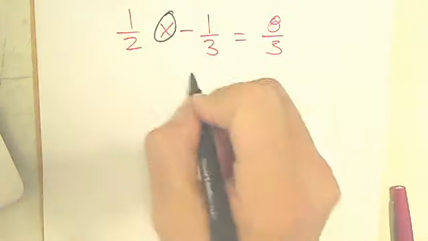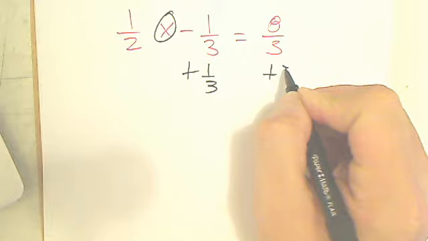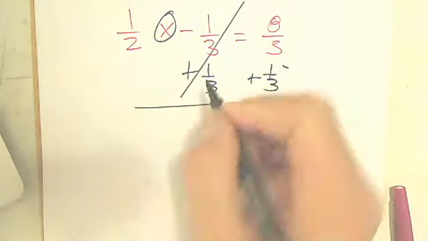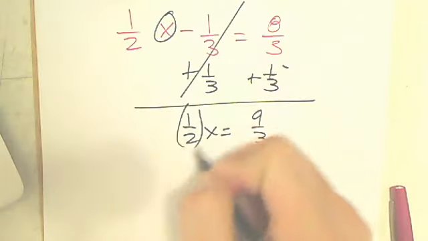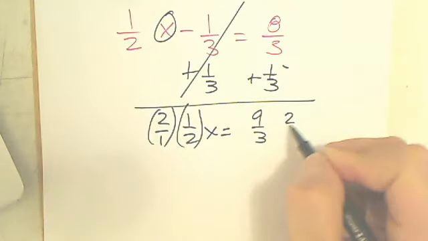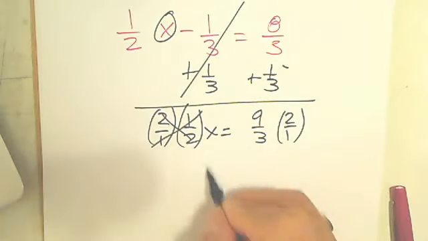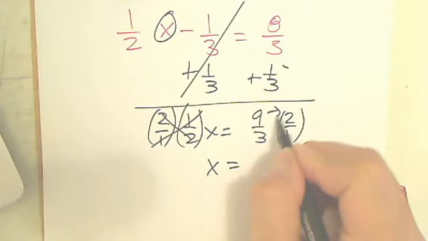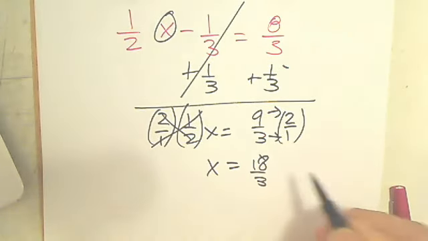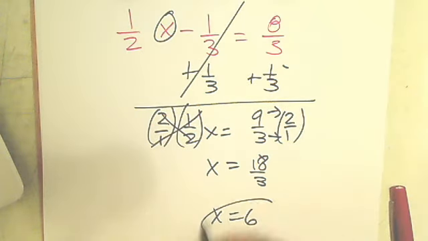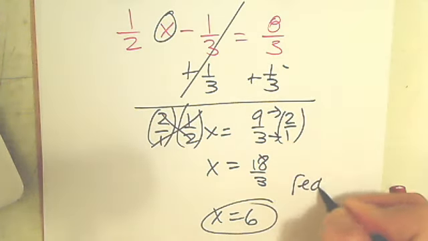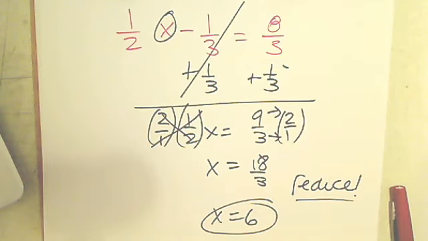I'll show you. You're adding 1/3 to both sides. 1/3 cancels out. 1/2 x equals 9/3. However, you take the reciprocal of 2 over 1. Cancel, cancel. X equals, well, you get 18 over 3, right? You got to reduce that. That's 6. Yes, it says improper, but you have to reduce your improper fraction.